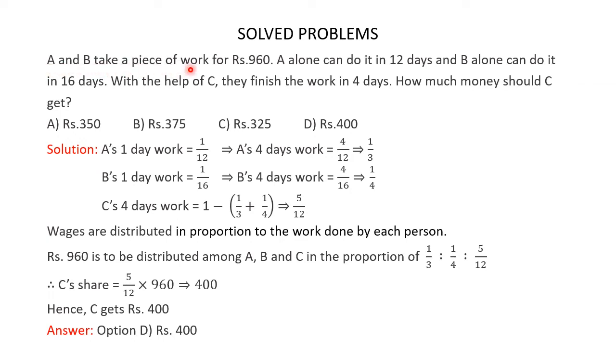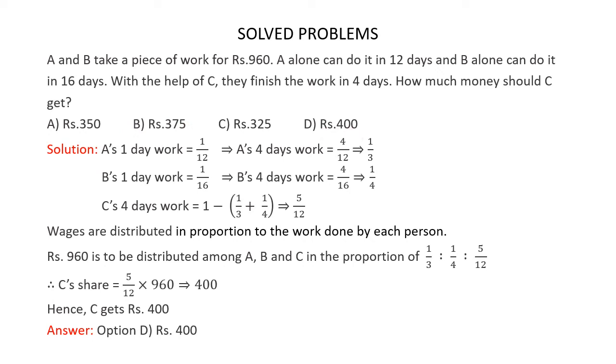A and B take a piece of work for rupees 960. A alone can do it in 12 days and B alone can do it in 16 days. With the help of C, they finish the work in 4 days. How much money should C get? You are given 4 options here and you have to find out which of these options is the correct one.